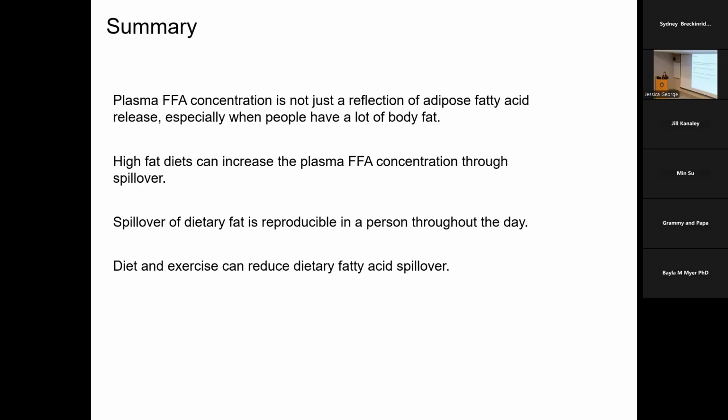Fortunately, diet and exercise can reduce dietary fatty acid spillover. The people in our MASH study showed us that diet and exercise can help with the clearance of meal fat to tissues where it's meant to be stored.